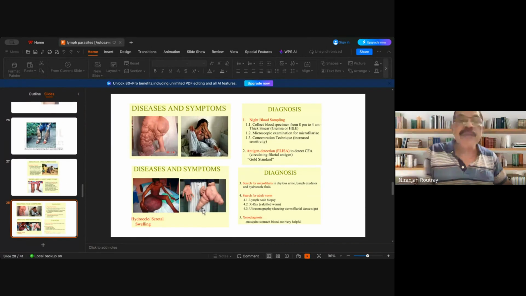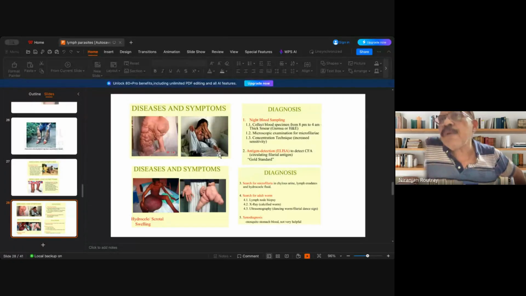So the scrotum has been enlarged. Here you can see the left palm. You can see five fingers are there: 1, 2, 3, 4, and this 5. So you can see the disproportionate size and the structure of the facial structure. So diagnosis can be done taking blood during the night hours.